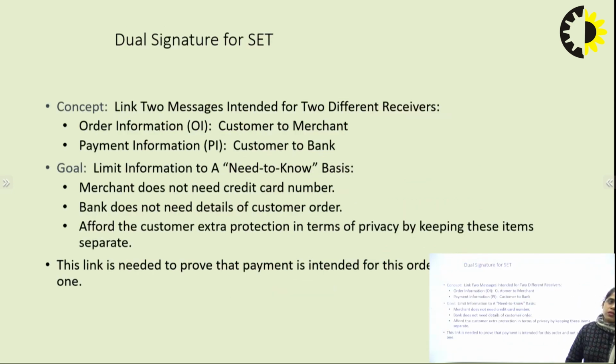So the concept is to link two messages intended for two different receivers. Order information, that is customer to merchant. Payment information, that is customer to bank. The goal is to limit the information on a need-to-know basis. The merchant does not need the credit card number. The bank does not need details of the customer order. This affords the customer extra protection in terms of privacy by keeping these items separate. This link is needed to prove that the payment is intended for this order and not some other one.